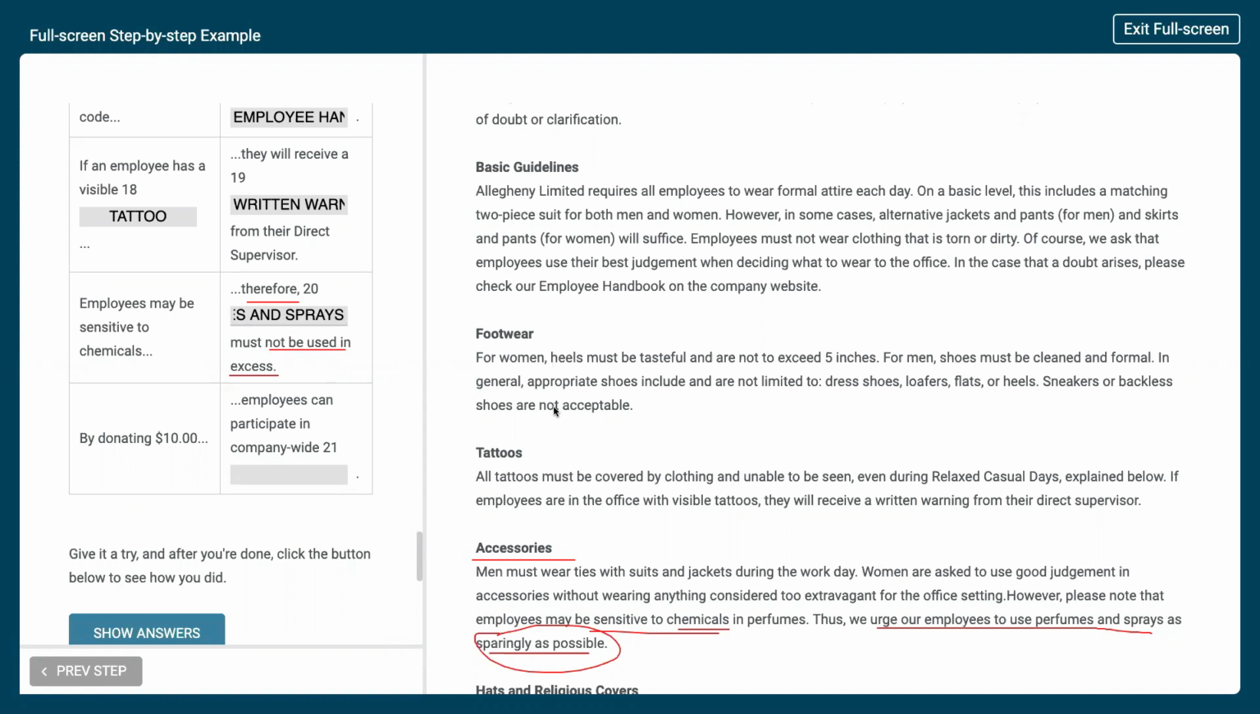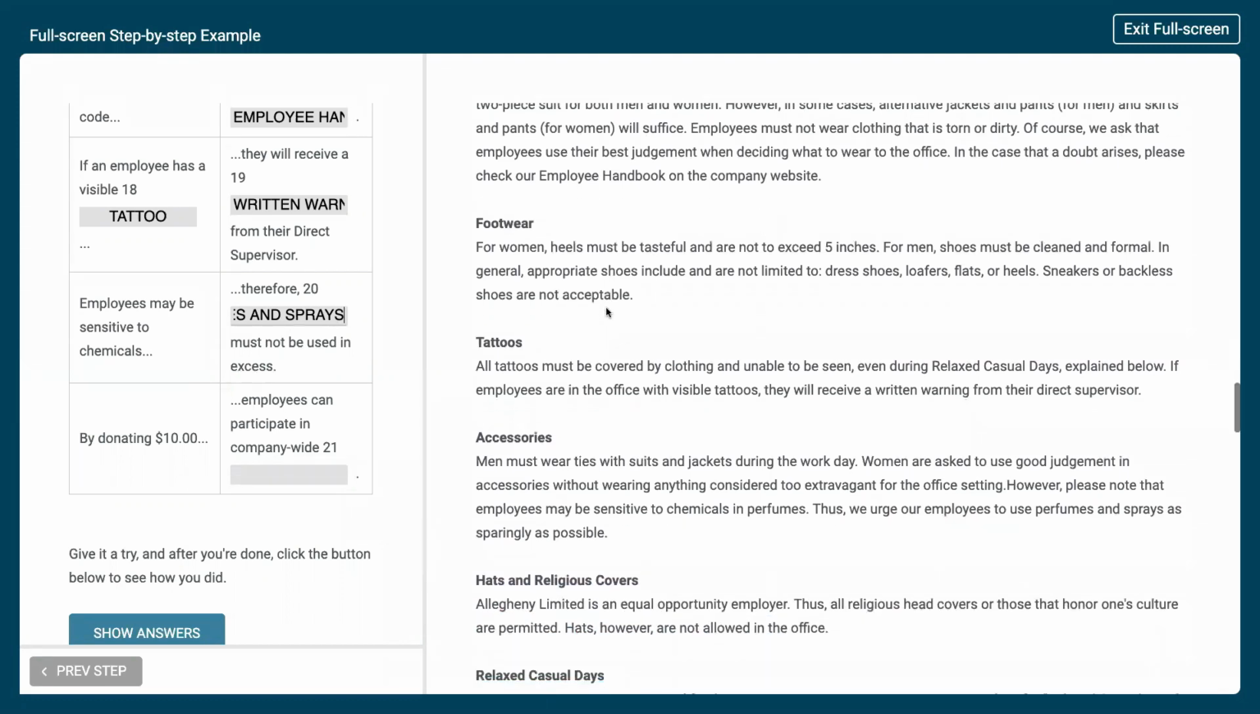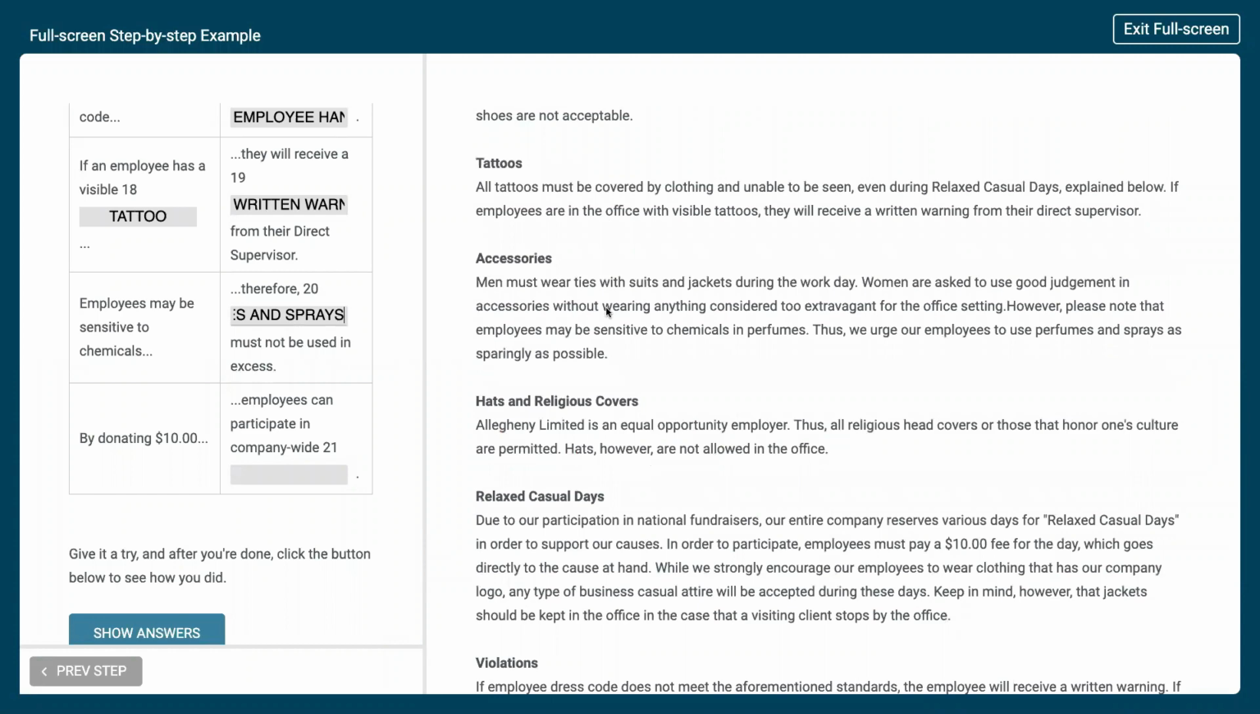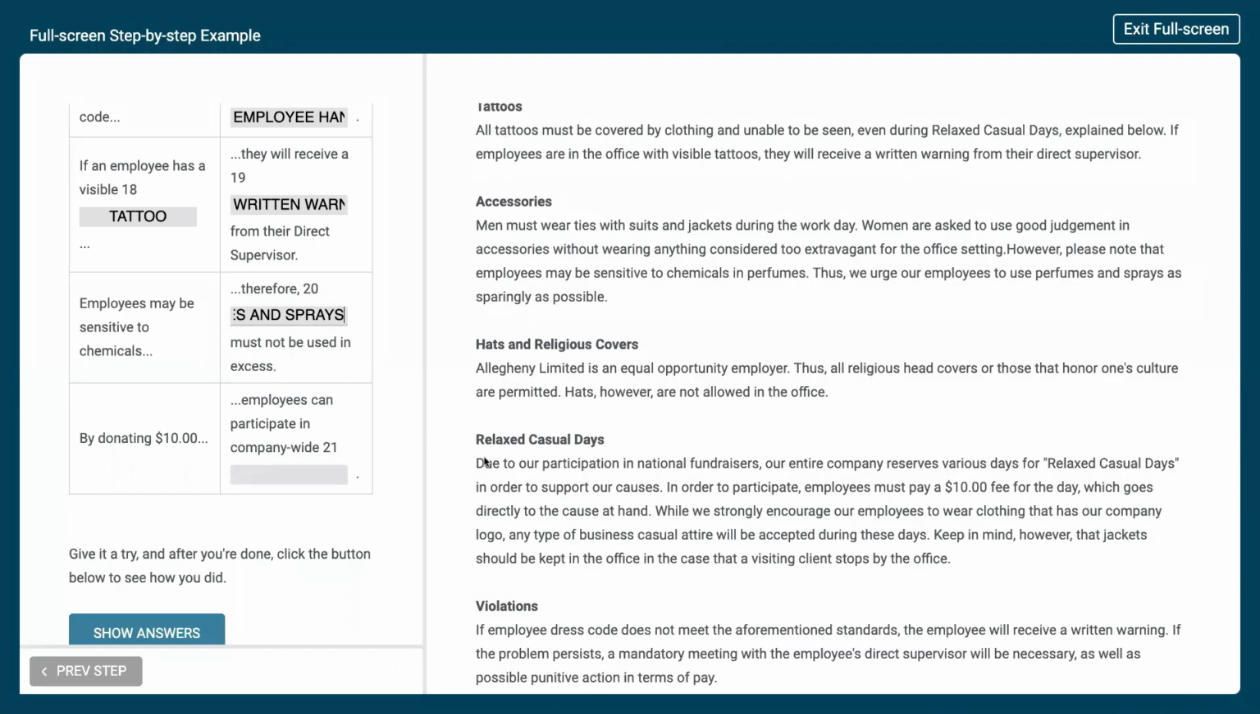Perfect. Okay, we have the last one, and this was, in my opinion, the easiest question because we have something very specific with $10. So if we look here, exactly, in relaxed casual days, we see something about $10. I see it right away. And by donating $10, the effect is that employees can participate in a company-wide something. Now, note again how this $10 comes in the beginning of the sentence in the table, but if I am reading here in the following sentences, I don't see anything that would answer this. Instead, we have to look above.